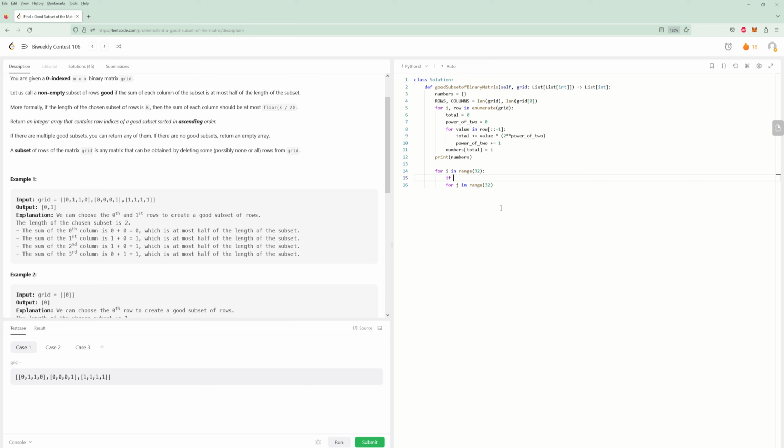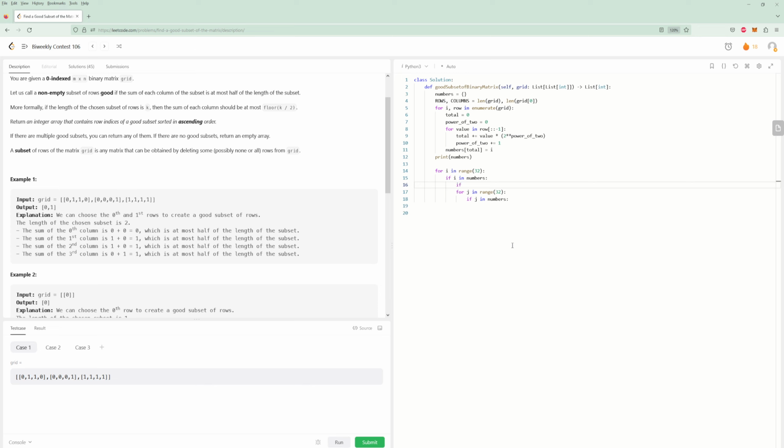So if i in numbers, so if the number isn't even in there, we don't even need to do that, but we can do this. For j in range 32, and then this would also be if j in numbers, right? So if the number isn't even in there, then we don't have to do anything. Actually, so yeah, if j in numbers. Okay, so now this is where we need to compare. So first of all, we can check for the i solution. So we can do that right here.